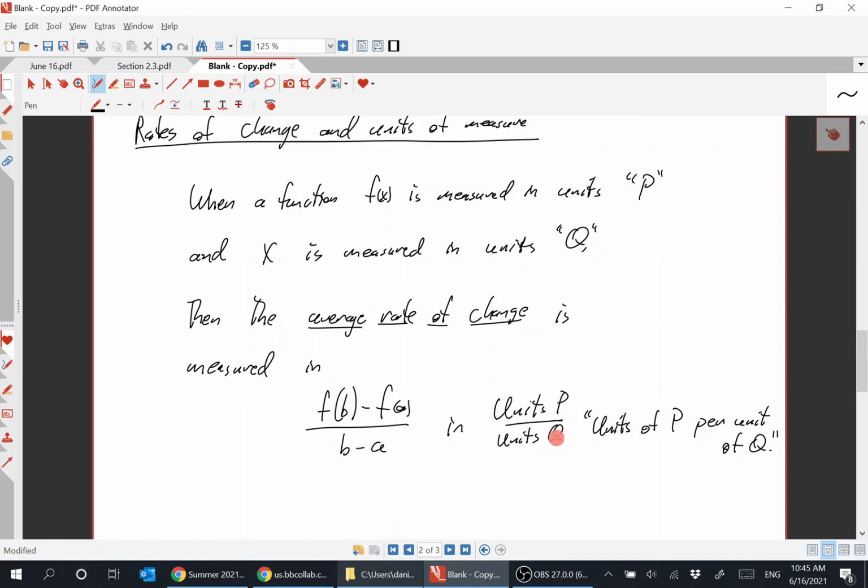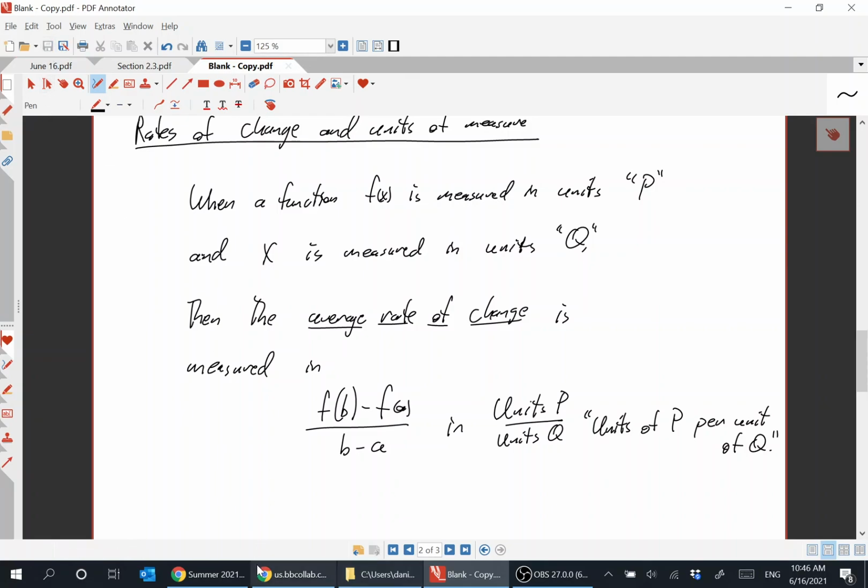So miles per hour, miles per second, meters per second, dollars per unit, or dollars per widget, or dollars per hour, or whatever units you're using here. Gallons per minute, like when you're pumping gas, you're interested in how many gallons per minute is pumped out of that gas pump, and so on and so forth. So that's all they're really talking about in section 2.4, just these average rates of change and what the units for the average rate of change are.